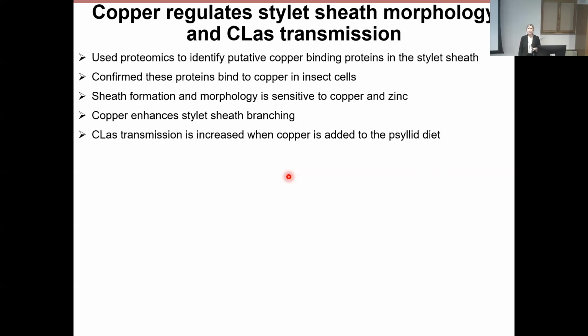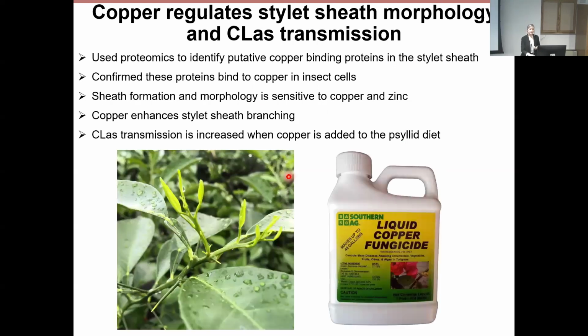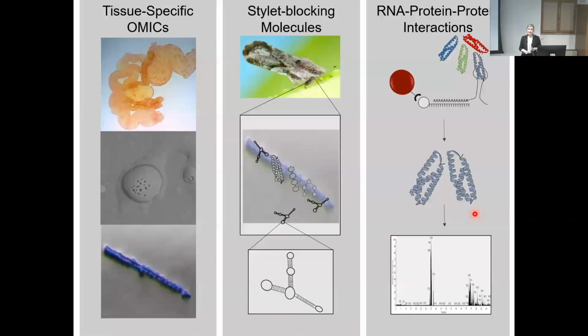And this is such an important result because based on my personal communication with growers, copper sulfate-based fungicides are applied to organic and conventional citrus groves roughly every 2 weeks. So this data indicates that our management strategies as they are now may inadvertently be enhancing the psylid's ability to feed and therefore transmit CLas into plants. And so with that, I want to move to my next section.